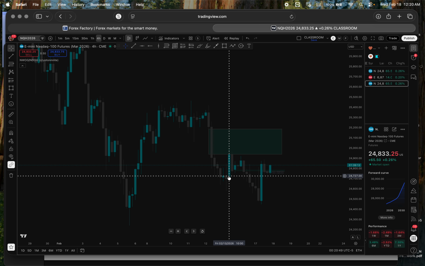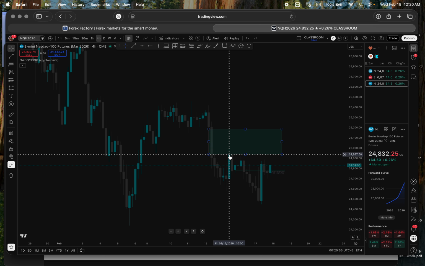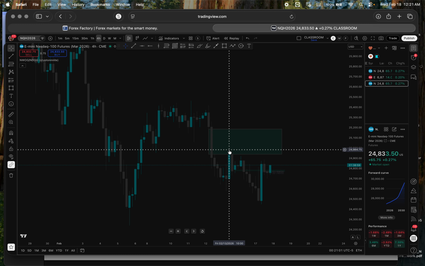Once I stretch it out, I see a candle enters here. This candle that enters into this makes this a fair value gap. Something has entered here. And what I want to see is a candle come back out. So you've got this candle that goes in.